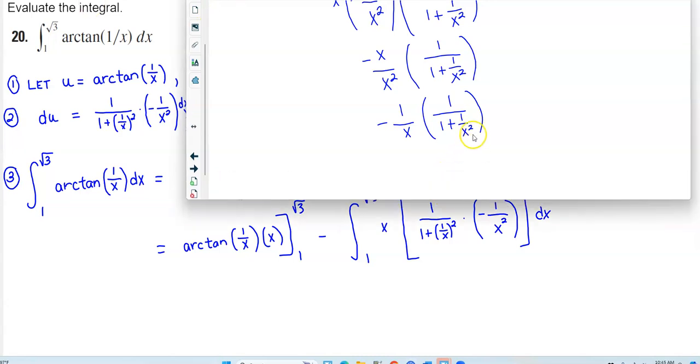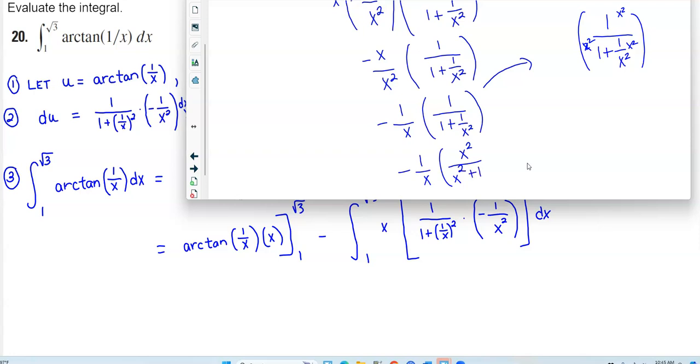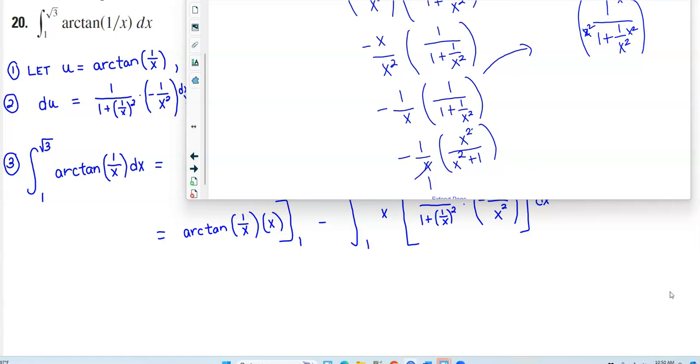So if we wanted to rewrite this here, we're going to simplify this fraction by multiplying everything by x squared in the numerator and denominator. So we have negative 1 over x times x squared over x squared, and then x squared divided by x squared is going to give us plus 1. And so this x goes into that x, and we end up getting negative x over x squared plus 1. So now we can rewrite this into this statement here.